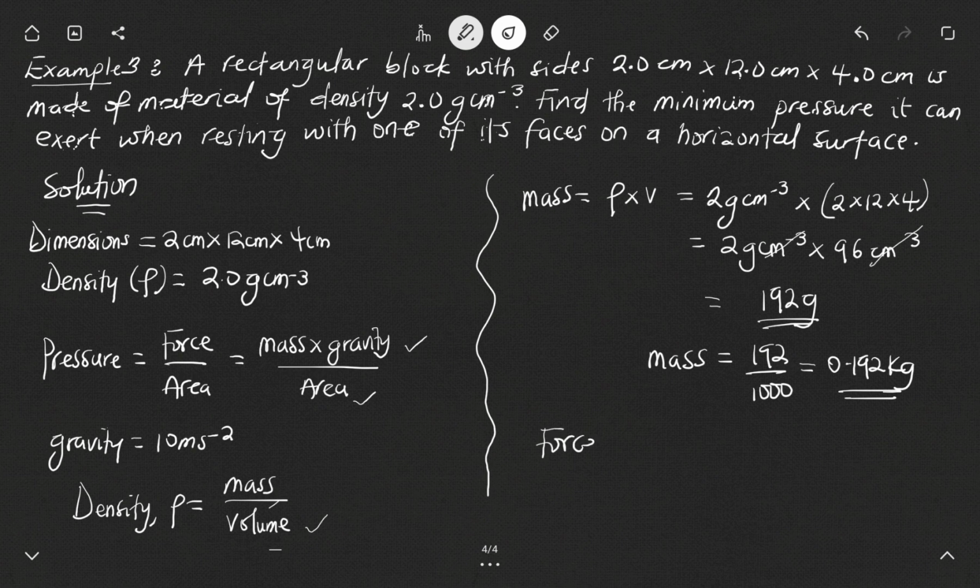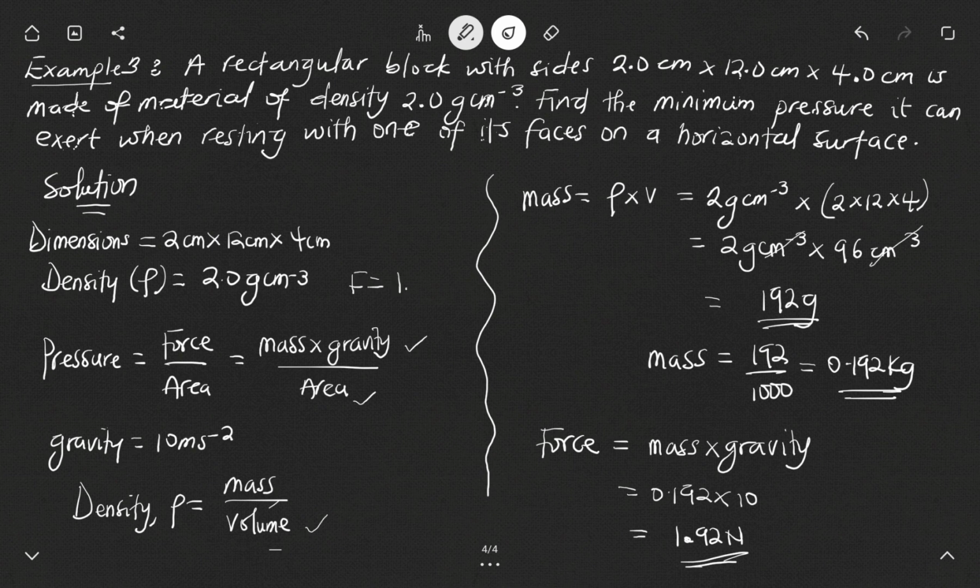So our force, which we said over here is mass times gravity, is again the same, mass times gravity. So let's look at our mass. Our mass is 0.192 multiplied by gravity, which, even though we're not given, we know is 10. And so if we do that, this will give us 1.92 newtons as our force. So now we are able to find that our force is equal to 1.92 newtons. All right, so now that we found the force, let's go ahead and calculate the possible areas from this dimension, and then we go ahead and calculate the pressures.